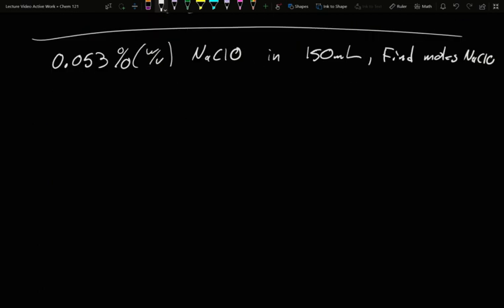Sodium hypochlorite, so ClO minus is the hypochlorite anion. The sodium hypochlorite is bleach. And so if you buy a dilute bleach solution, you might have a 0.053% weight to volume bleach. If you're going to pour some in to help clean products, remove stains, things like that, maybe add 150 mils of it. But what we want to know is how many moles of sodium hypochlorite is this? Go ahead and pause and give this a try.